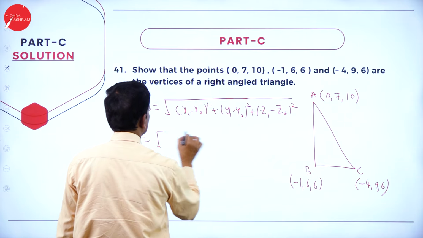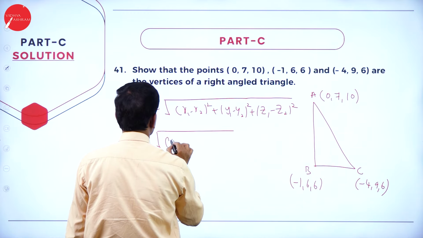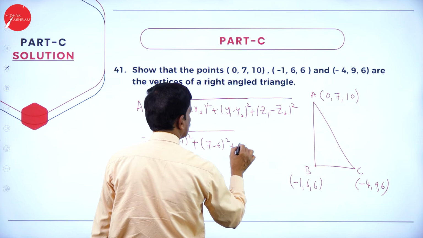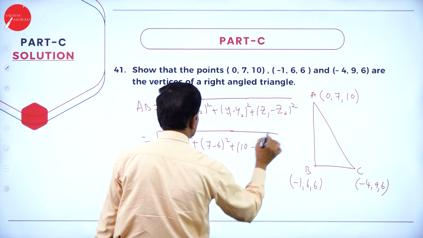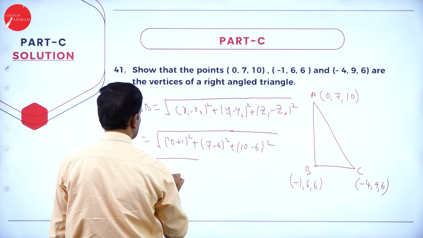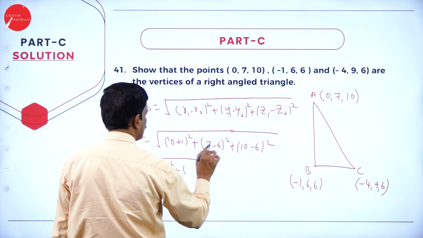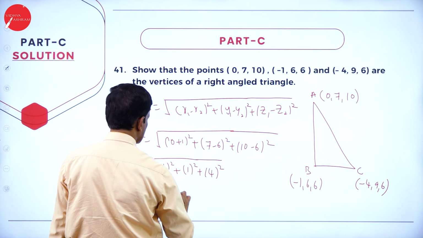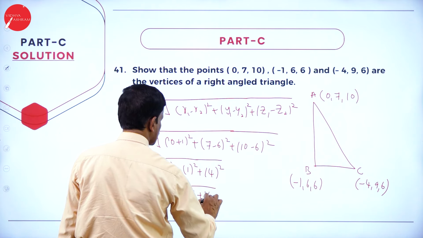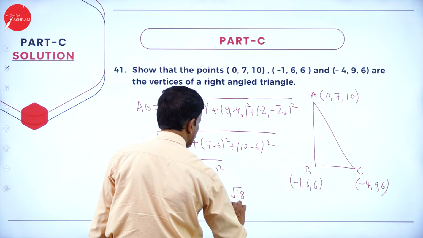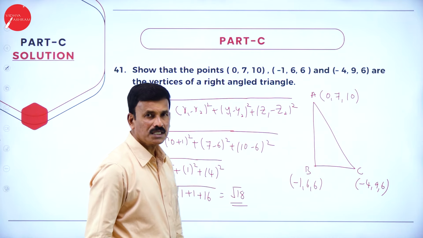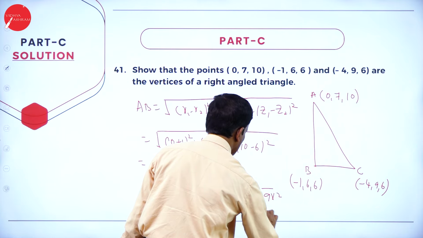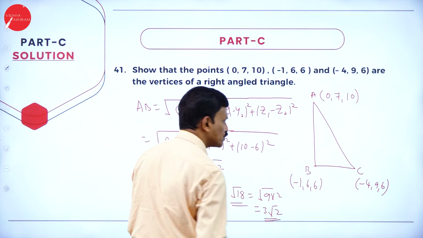Now, this is equal to AB, root of x1 minus x2, 0 minus minus 1, is plus 1 whole square, 7 minus 6 whole square plus 10 minus 6 whole square. So, this is equal to root of 1 square plus 1 square plus 4 square. So, this is equal to 1 plus 1 plus 16, which is 18. AB is equal to root 18. So, this can be written as 9 into 2. Therefore, this is equal to 3 root 2. AB is equal to 3 root 2.